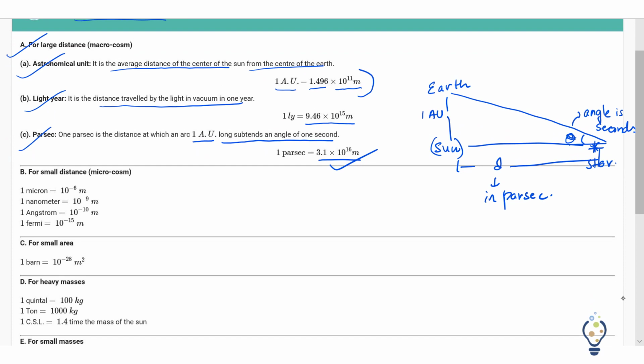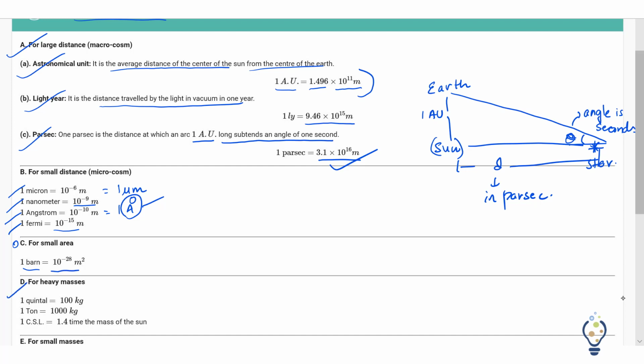Similarly, for small distances, we use micron, nanometer, angstrom, Fermi. 1 micron is 10^-6 meter. This is also known as 1 micrometer. 1 nanometer is 10^-9 meter. 1 angstrom is 10^-10 meter. This is the symbol of the angstrom. 1 Fermi is 10^-15 meter. For small area, 1 barn is 10^-28 meter square.